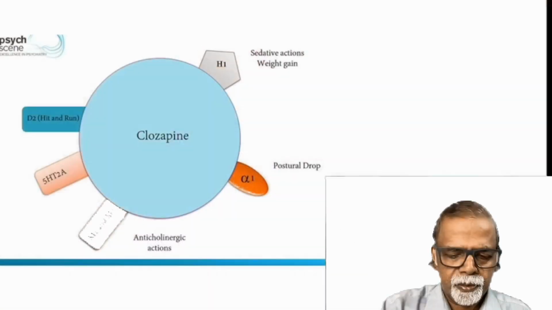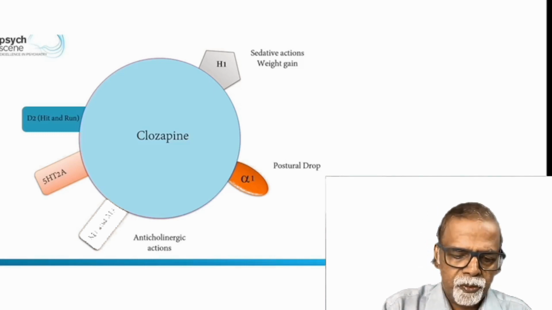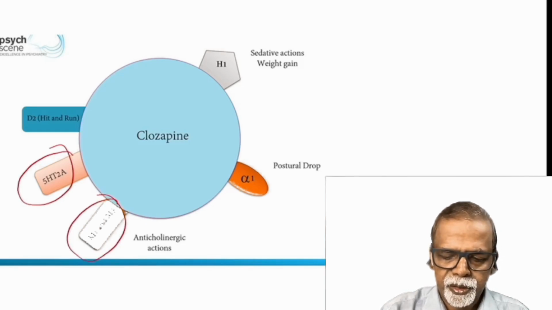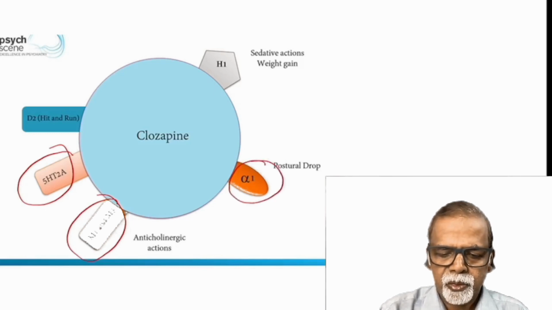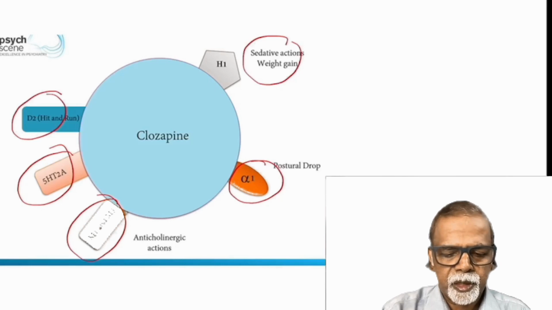So look at this picture, we can see most of the antipsychotics have other side effects, especially the atypical antipsychotics. They act on the 5-hydroxytryptamine receptor, M1 and M3 anticholinergic action, alpha receptor producing postural drop, sedation due to H1 receptor, D2 the extrapyramidal side effects. Now we go to the next question.